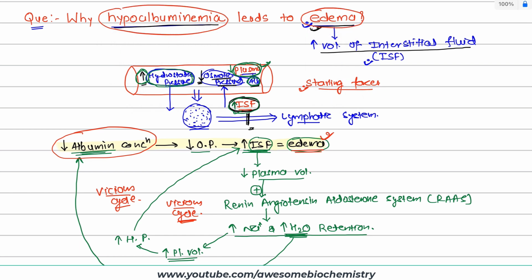Now the one last bonus point that I want to discuss is in which conditions this hypoalbuminemia occurs. There are so many conditions in which hypoalbuminemia occurs, but there are three major conditions. The first is liver cirrhosis. So in liver cirrhosis, what happens? Hepatocytes are destroyed and replaced by fibrous tissue. And albumin is synthesized by the liver hepatocytes. So you can easily imagine what will happen in liver cirrhosis. There is decreased synthesis of albumin, so it leads to hypoalbuminemia.